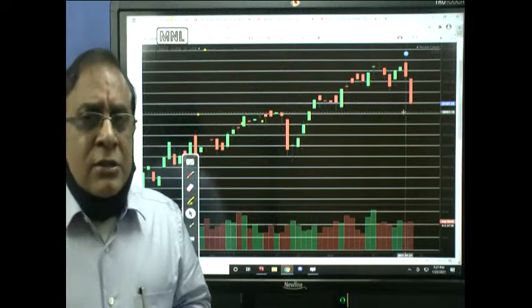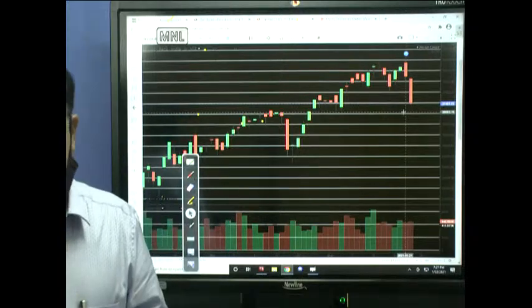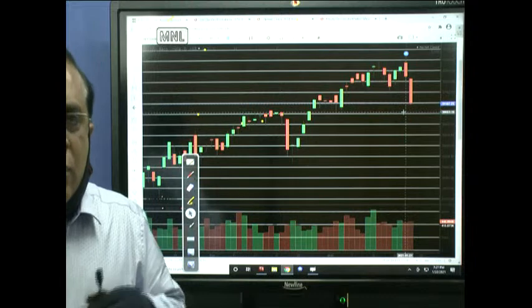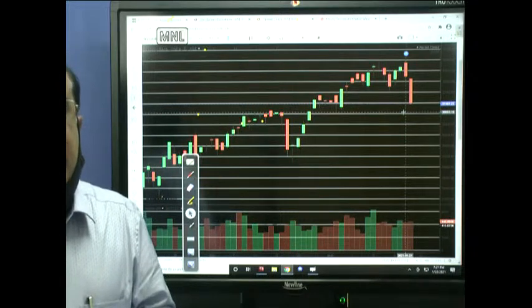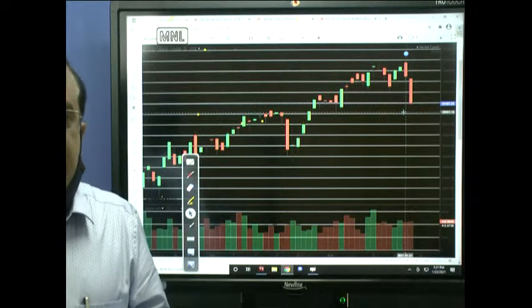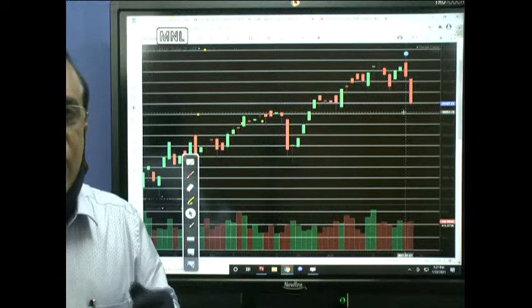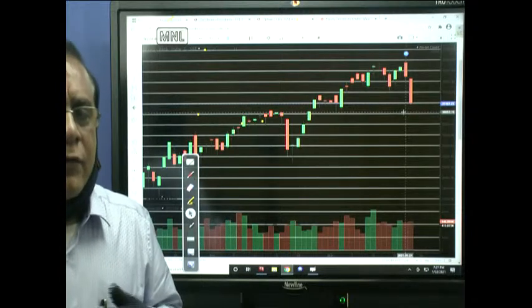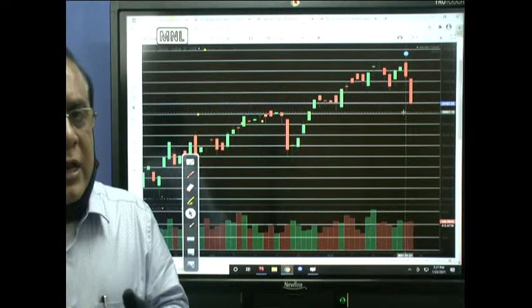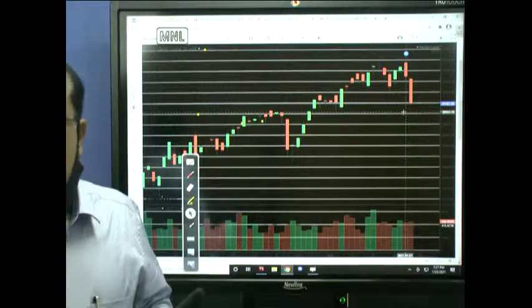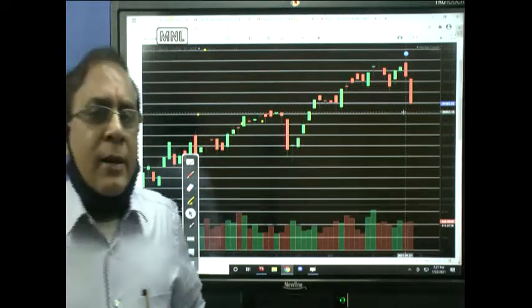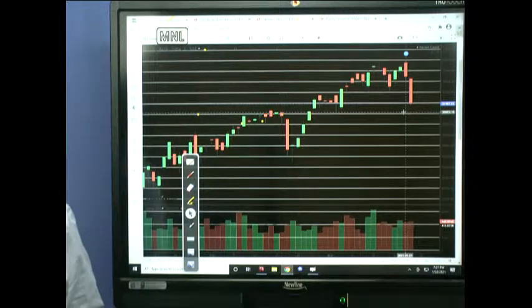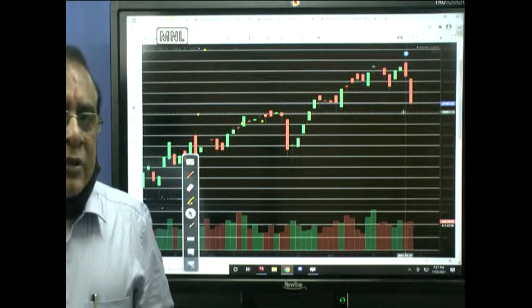So very largely we have to go with the trend, but also use some sort of a pattern in order to take profit, which I have told you. If it breaks a one-day low, then you can take a profit, or if it breaks a 3-day low, then take the profit. So you will have some way to decide how to take profits, and also how to use a trailing stop loss.